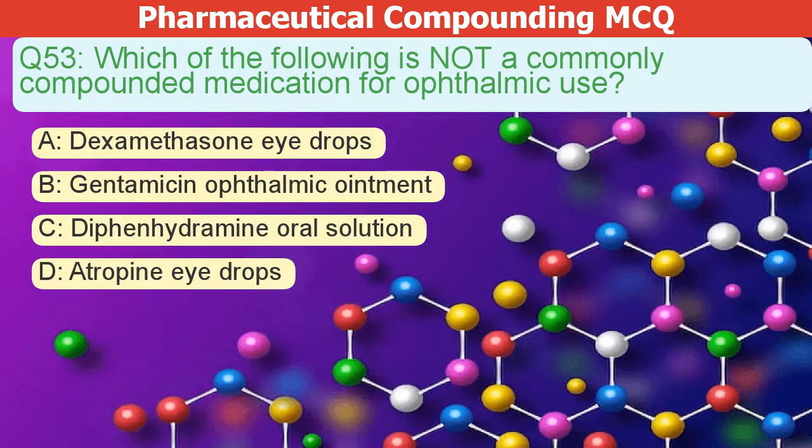Which of the following is not a commonly compounded medication for ophthalmic use? A. Dexamethasone eye drops. B. Gentamicin ophthalmic ointment. C. Diphenhydramine oral solution. D. Atropine eye drops.